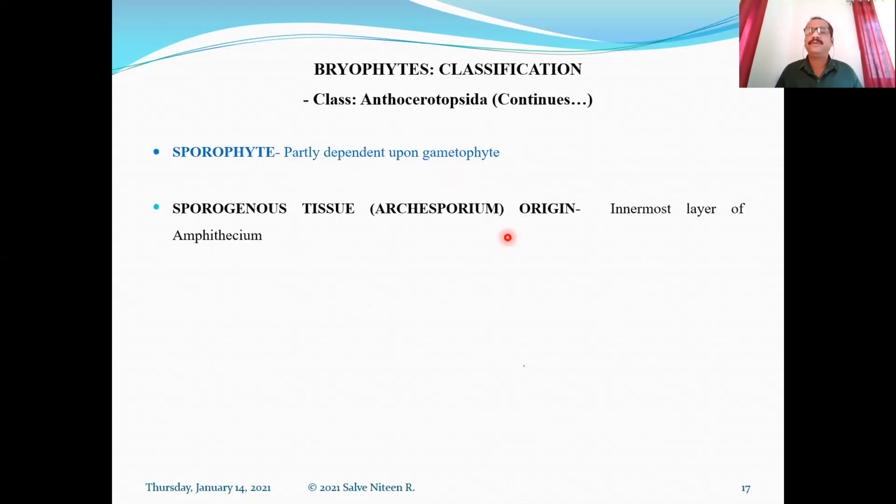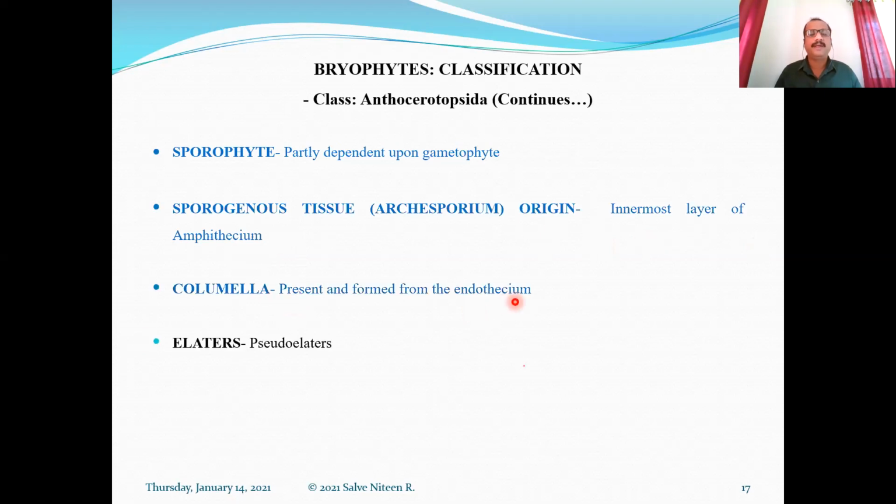Here the archesporium is produced from the amphithecium. In the previous class, archesporium was produced from the endothecium. Here it is produced from the amphithecium, but the amphithecium also produces the capsule wall. So the outer layer of the amphithecium produces the capsule wall, whereas the innermost layer produces the archesporium. Columella is present at the very center, which is formed from the endothecium.